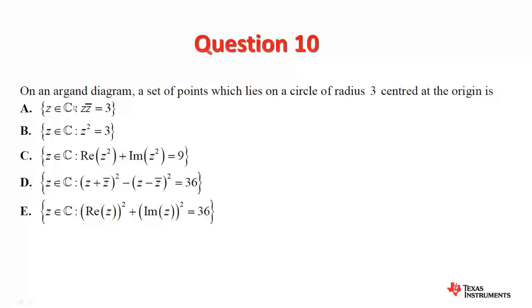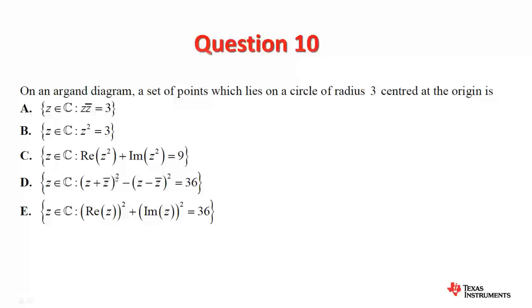We know maybe from previous studies that z times z bar is actually x squared plus y squared. So having x squared plus y squared equal to 3, well, that is a circle that is certainly centered at the origin. However, the radius is square root 3. That's out of the picture. B, z squared equals 3. Well, when you square a complex number, you still have i's in there. So that can't be it. We need an equation that gets rid of the i in there. Now, Re of z squared plus Im z squared equals 9. That's a possible contender. Let's keep that in our toolkit.